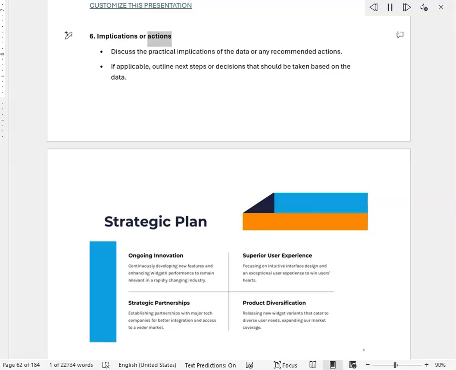6. Implications or actions. Discuss the practical implications of the data or any recommended actions. If applicable, outline next steps or decisions that should be taken based on the data.